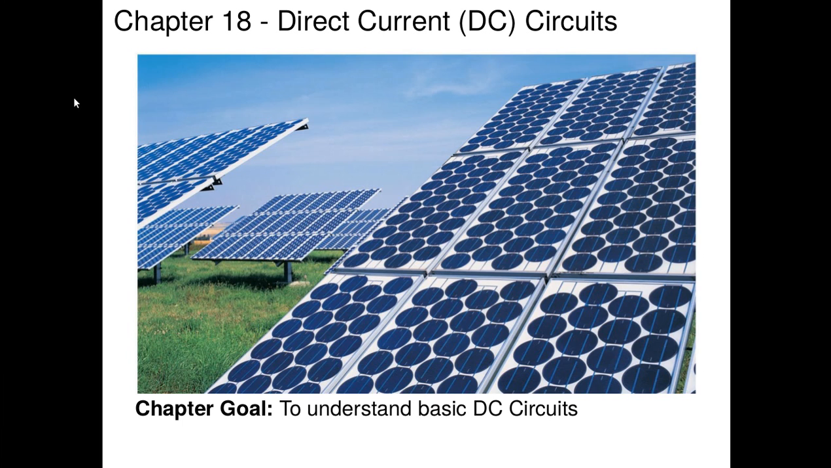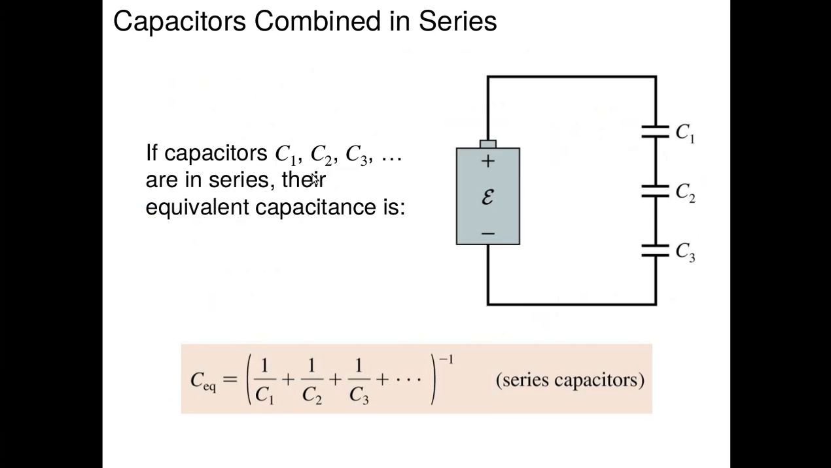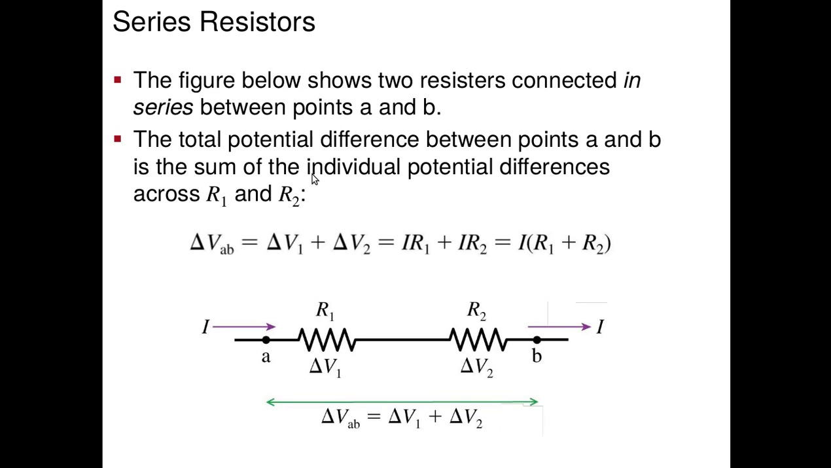Alright, so we're going to finish chapter 18, hopefully with this video, and we're going to start with resistors in a circuit. The last video was dealing with capacitor combinations. We're going to deal with resistor combinations, and we're going to start out with resistors in series.